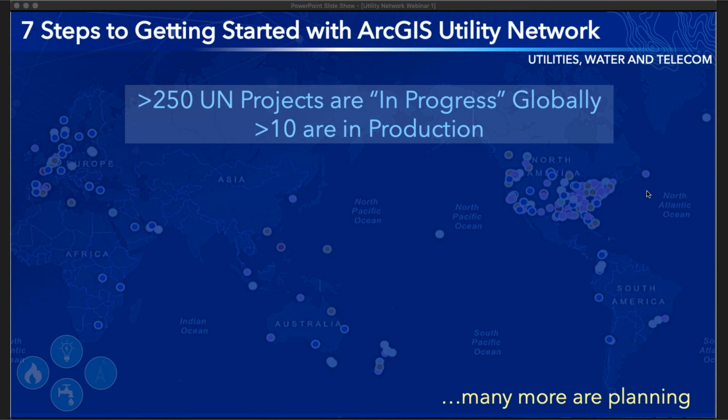The geometric network with ArcMap has served utilities very well for the past 20 years. However, with the advancements in other enterprise technologies, a modern GIS is quickly becoming the cornerstone to manage a modern network.